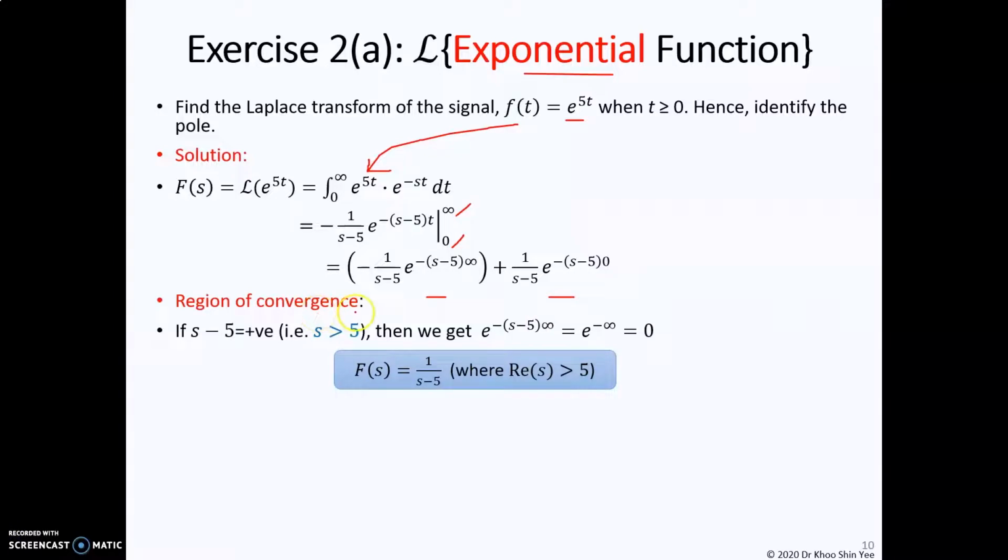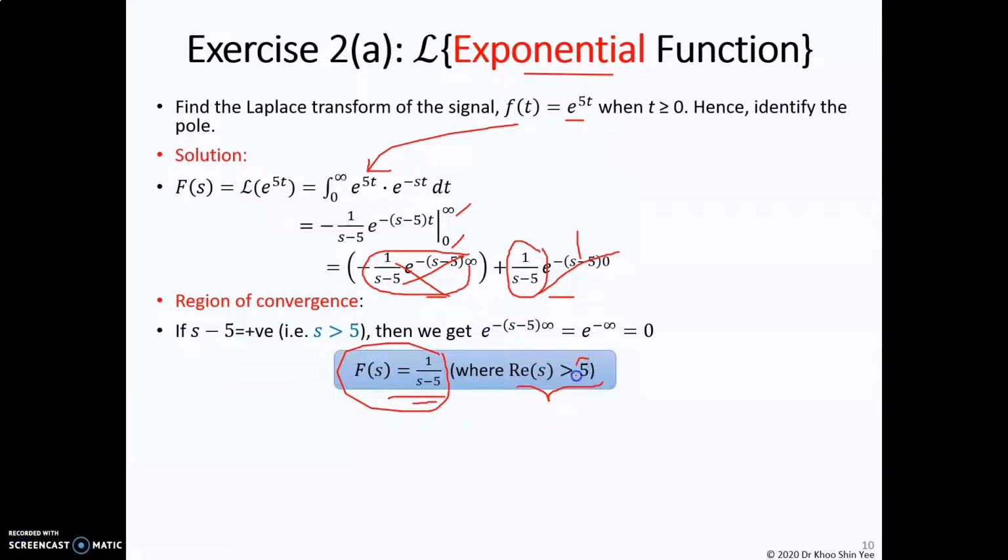By considering the region of convergence, your left part should be equal to 0, and on your right side here, this term should be equal to 1. So with that, you obtain 1 over s minus 5. More specifically, this formula is only valid at the region of convergence. So this is the region of convergence.